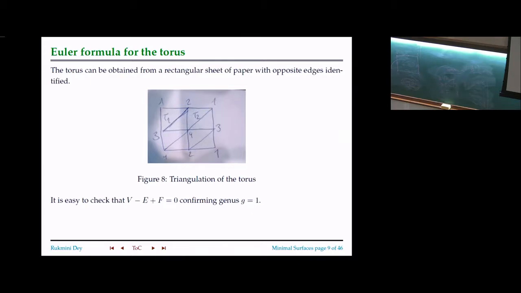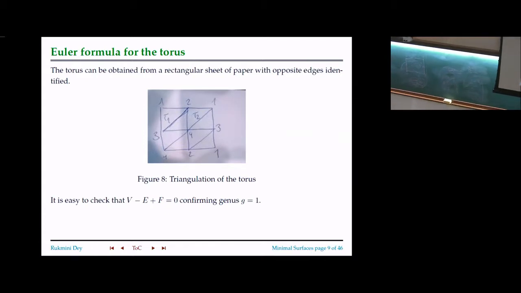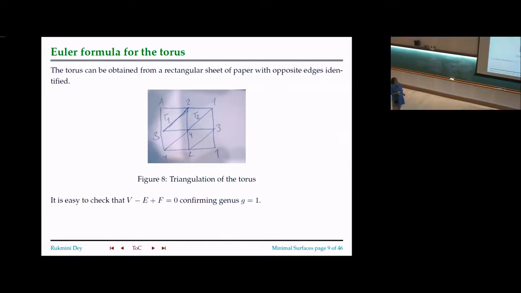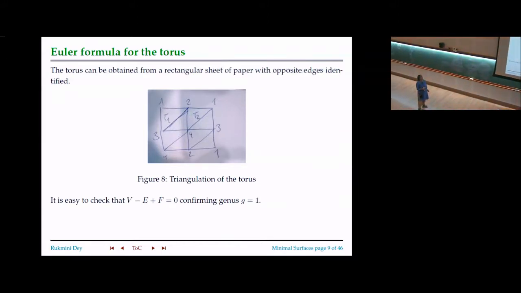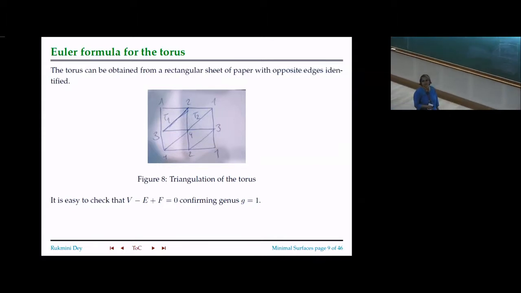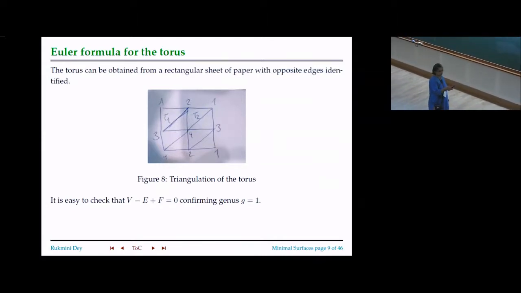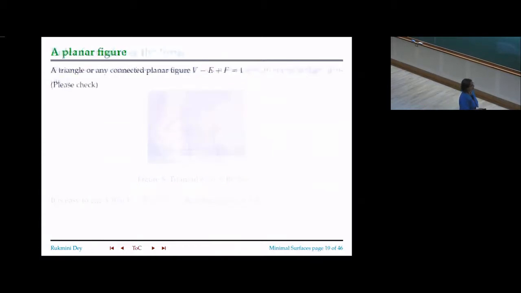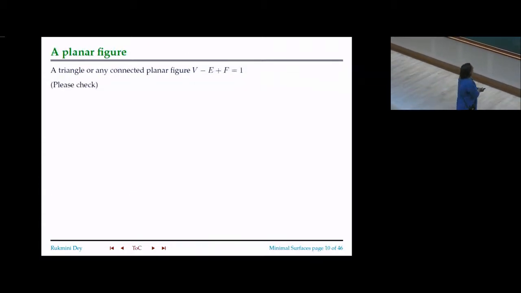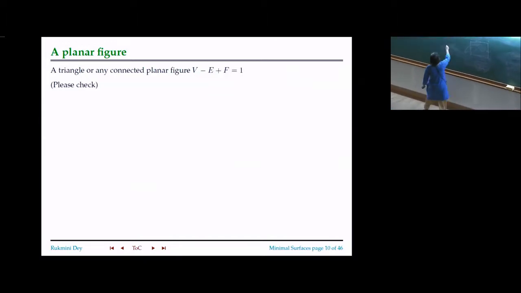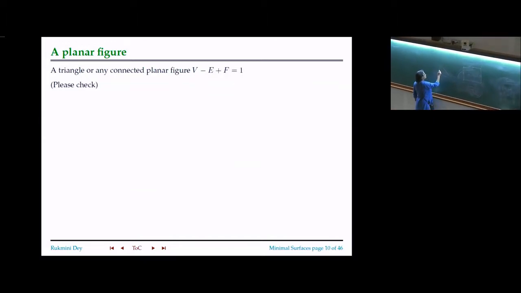Any questions about this? This kind of construction is very useful because from a sheet of paper you can construct the torus by just a diagram. Remember, only the edges are being identified. There's no identification in the interior. Okay? Any questions about this? Okay. Then for any planar figure, what will be V minus E plus F? Any planar figure, you can just take a triangle.